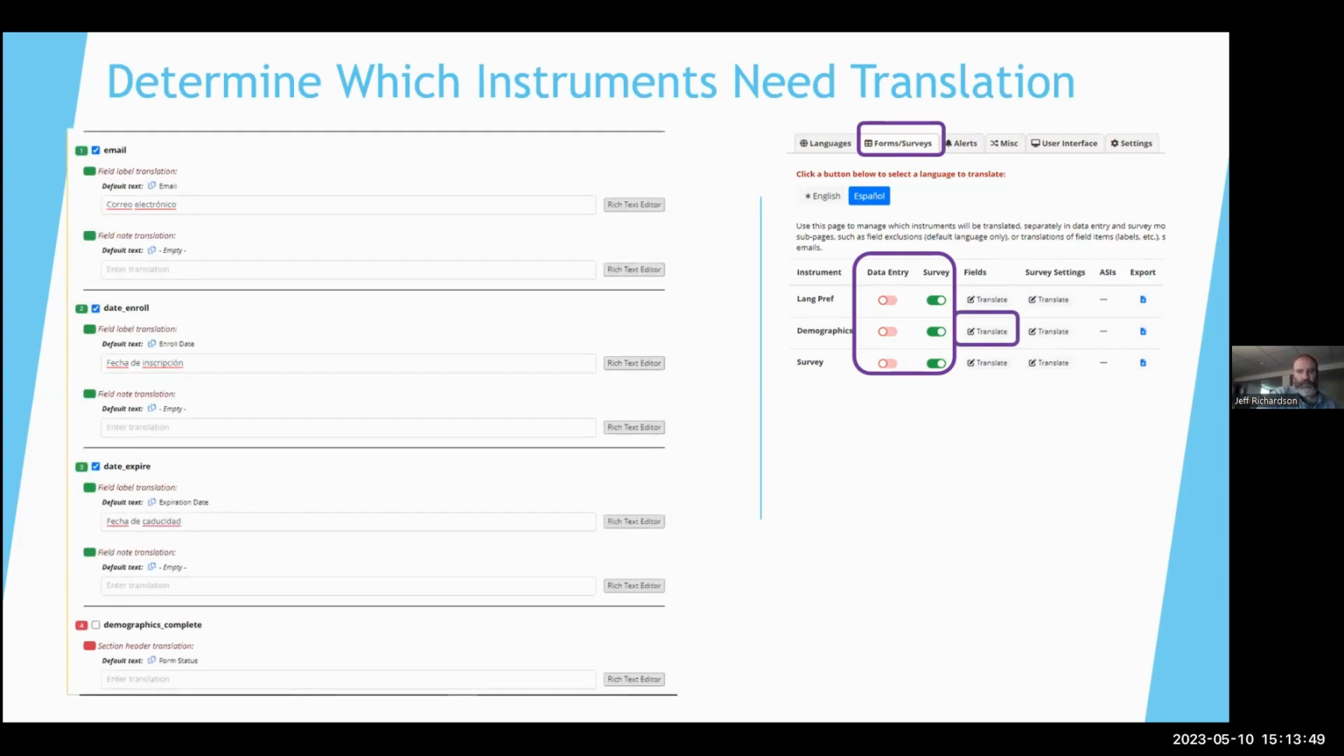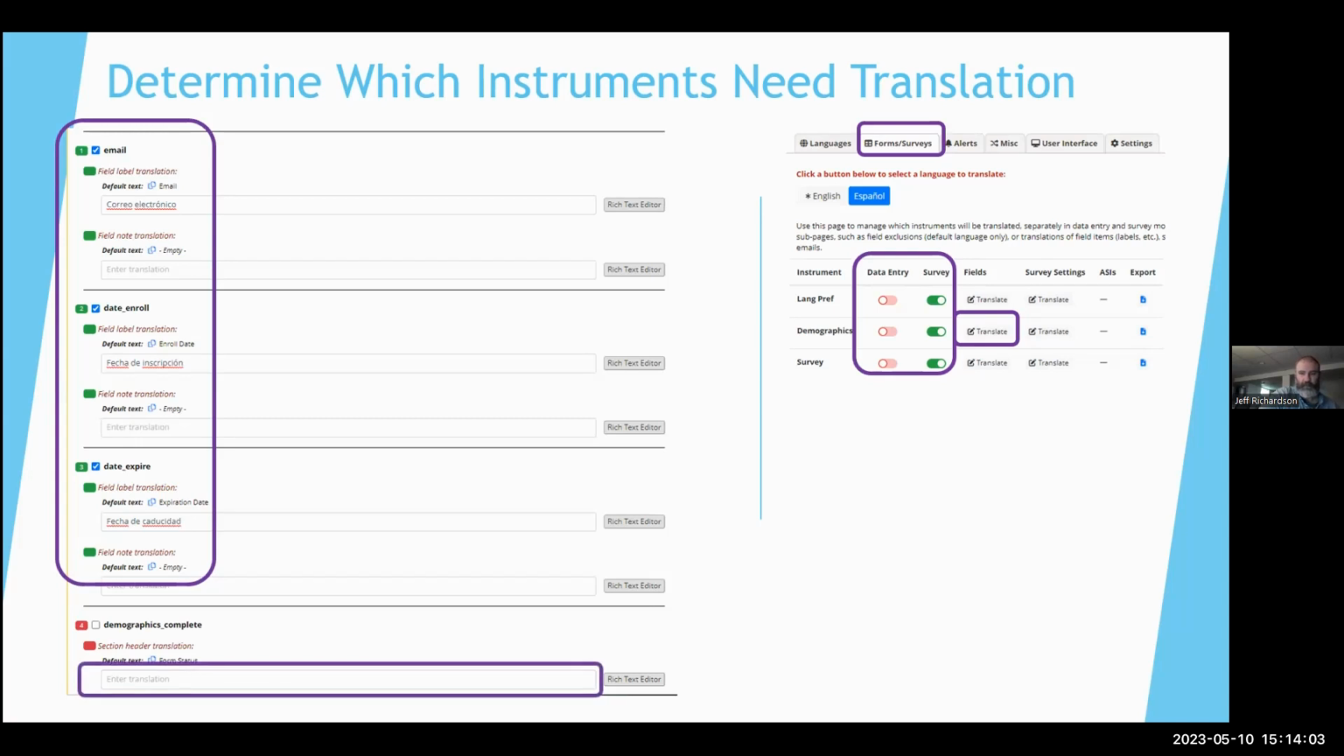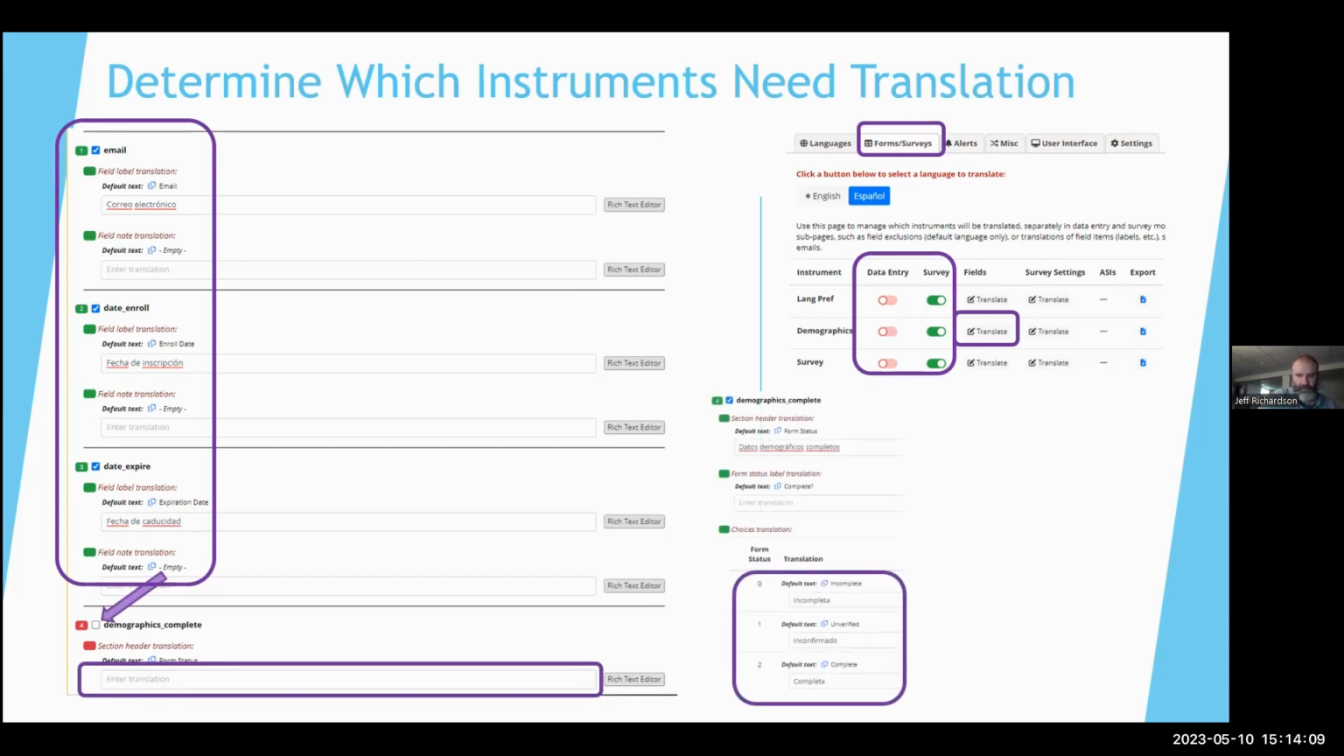So you can click in here to start translating the stuff. You can see I've completed the translations for 3 of the fields. To translate the remaining field, I provide a translation here and then mark as complete. And then I would also translate the incomplete, unverified, complete translations as well.